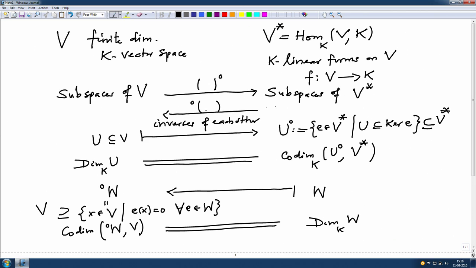So, that means this composition is identity and this composition is also identity. In the particular case we had seen earlier, namely the n minus 1 dimensional subspaces of V, which are called hyperplanes, they correspond to one dimensional subspaces of V star. They are precisely generated by one non-zero linear form. So, this is in general true, and last lecture we have seen this. They are bijective.